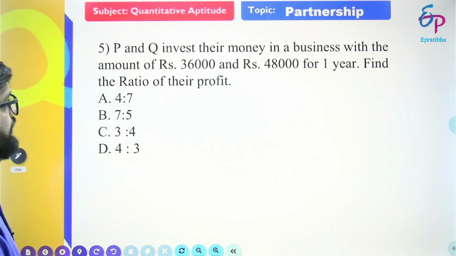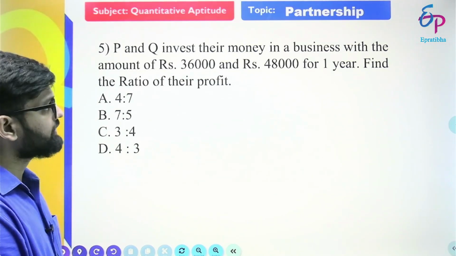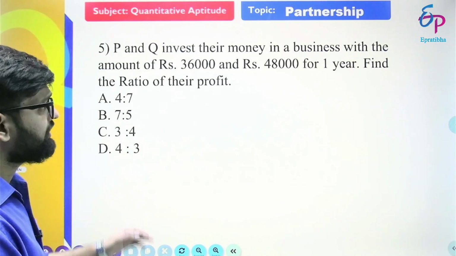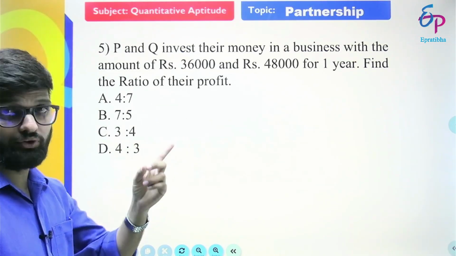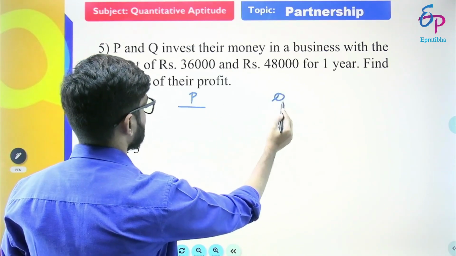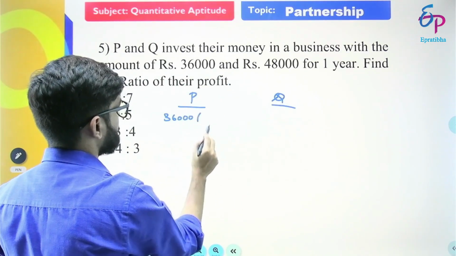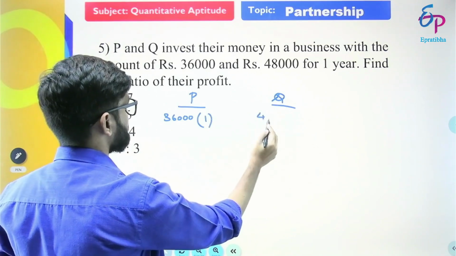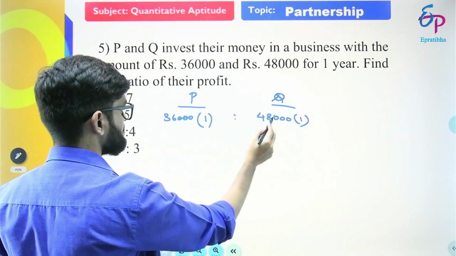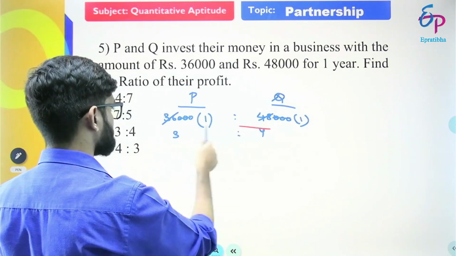Now, fifth question. P and Q invest their money in a business with the amounts of rupees 36,000 and 48,000 for 1 year. Find the ratio of their profit. It is a very easy question. For 1 year, the time period is the same, so I have told you that you only have to see the investment ratio. P is investing 36,000 for 1 year, and Q is investing 48,000 for 1 year. 3 zeros cancel. 36 is 3 times 12, 48 is 4 times 12. The answer is 3:4.